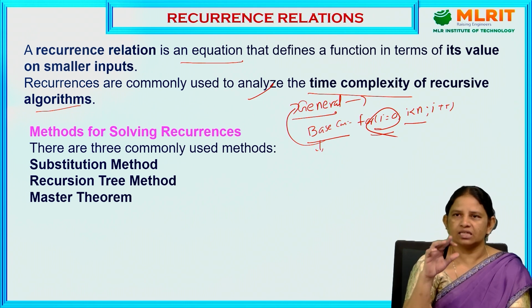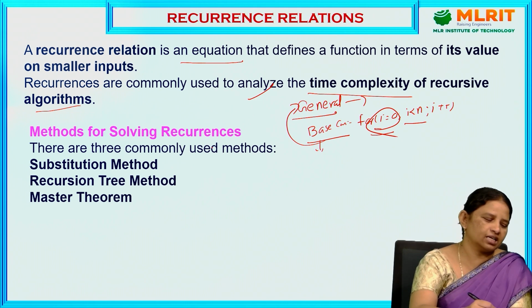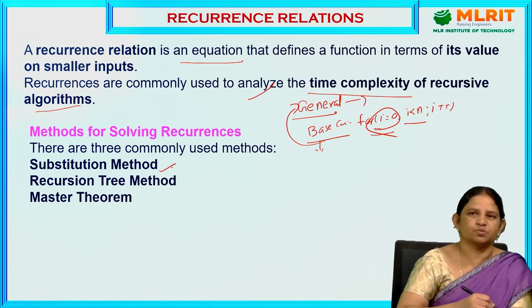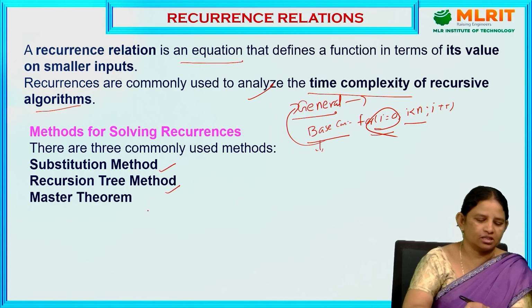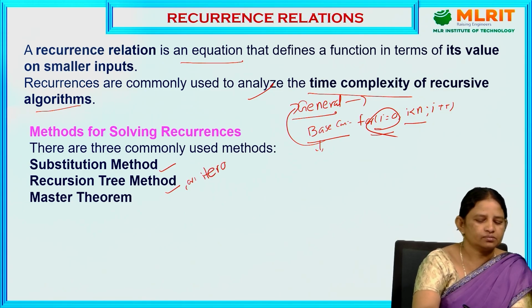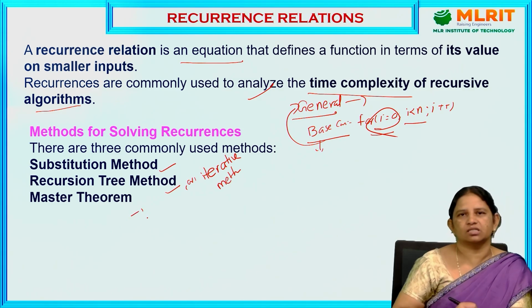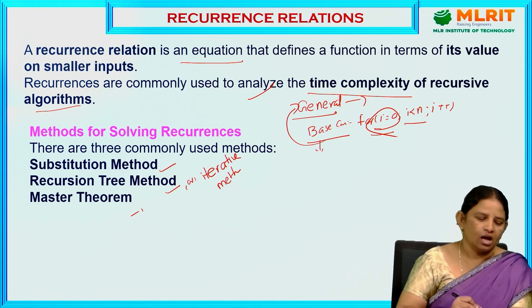That is why we need to measure the time complexity. There are three methods for solving the recurrence relation. One is called the substitution method. Second one is the recursion tree method, that is also called the iterative method. And third one is the Master's theorem. These are the three methods to solve the recurrence relation.